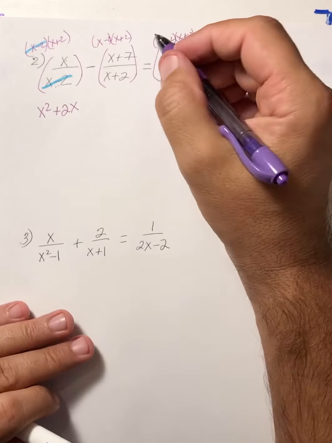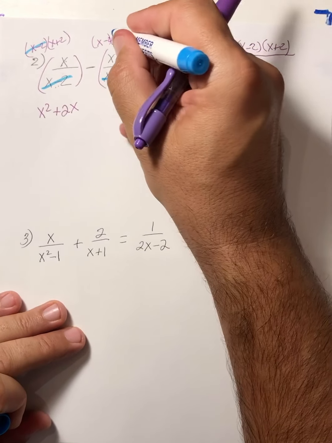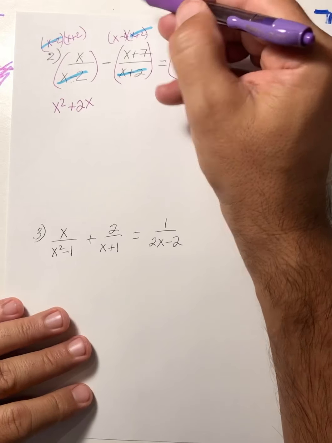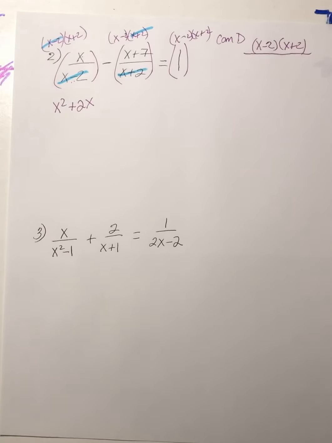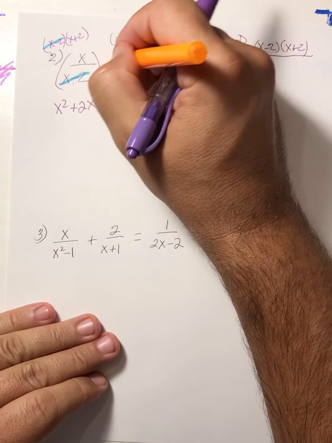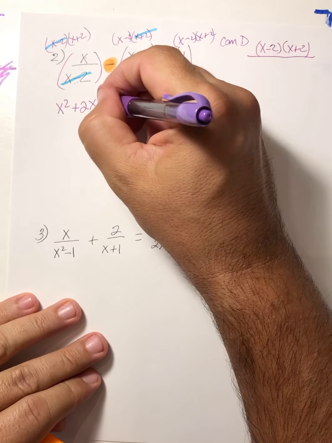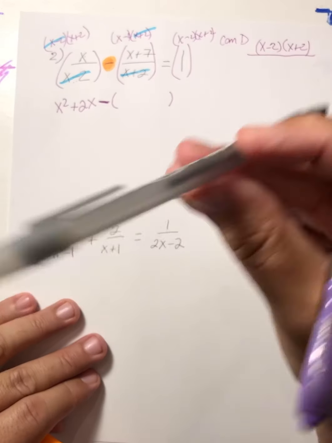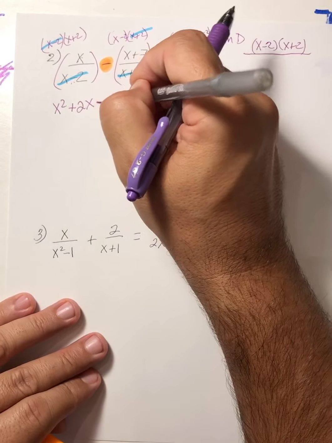Now this one I'm going to do a little bit different. I'm going to do my canceling, so x plus 2 cancels. But here I have a big whammy. We have this big giant minus sign that we have to worry about. So we have minus the quantity of x minus 2 times x plus 7.